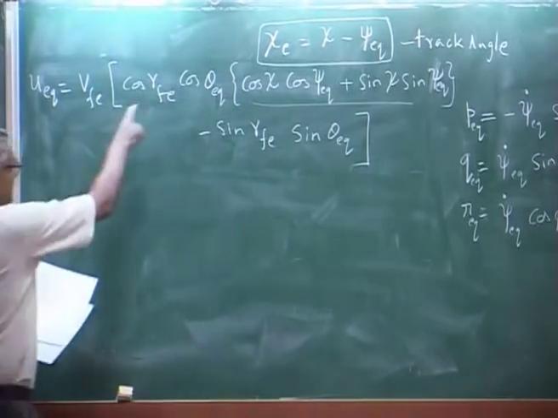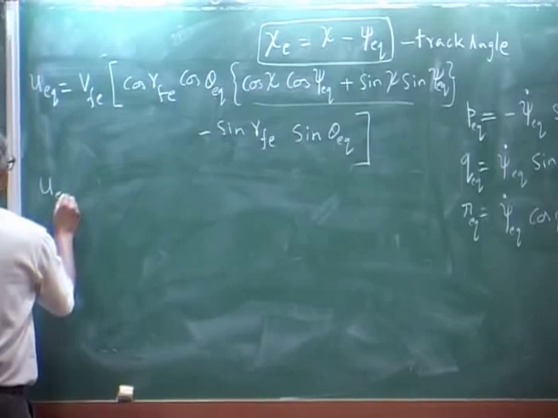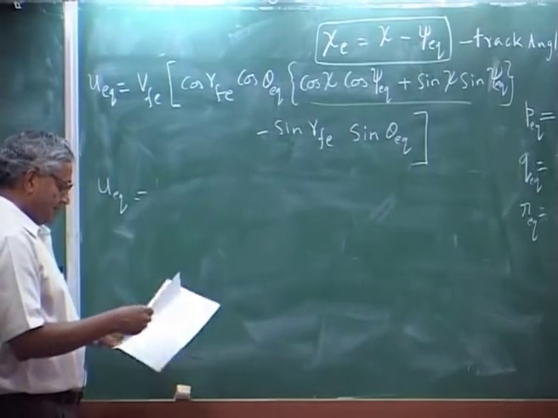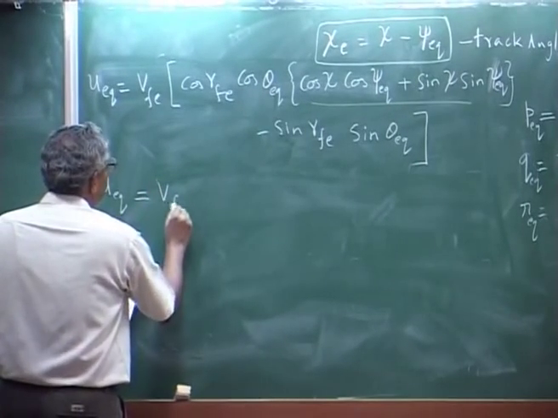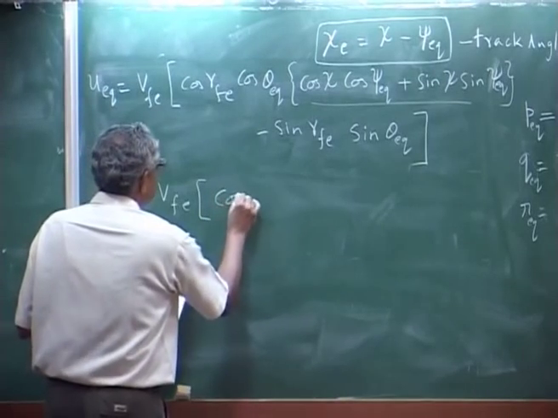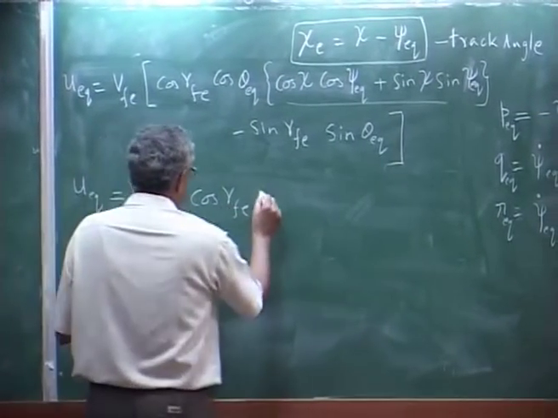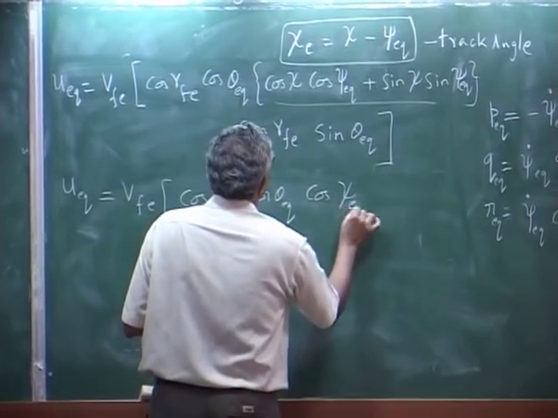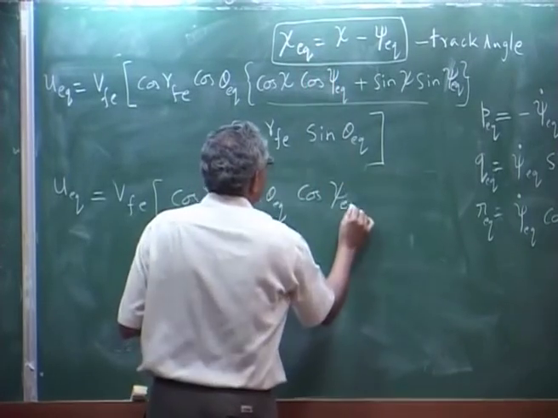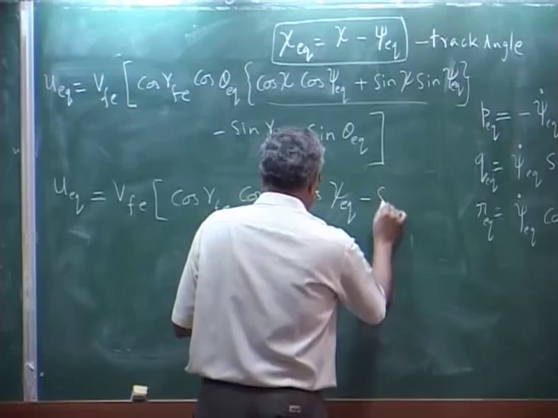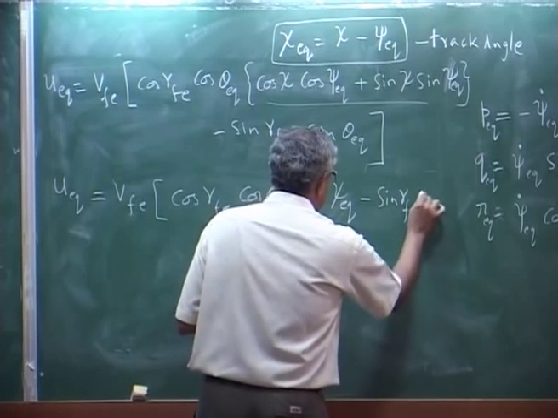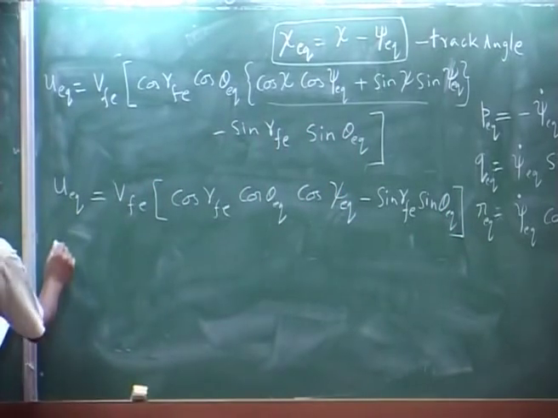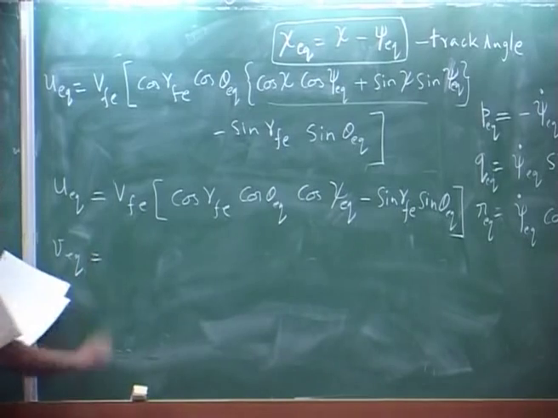Now, if I write in this my u equilibrium in the body, because this u is in the body axis system, I will have it in this form: VFE cosine gamma FE cosine theta equilibrium cosine chi e, maybe I will put equilibrium, minus sin gamma FE sin theta equilibrium. In a similar fashion you can write VEQ.